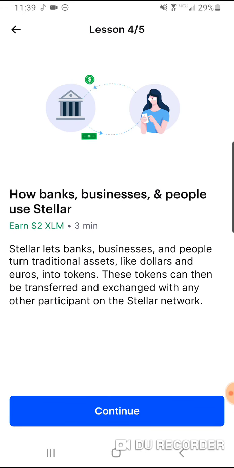Next lesson. For 3 minutes, let's learn how banks, businesses, and people use Stellar. Stellar is a platform that aims to connect banks, businesses, and people far more efficiently than today's financial infrastructure. Let's take a bank, a business, and a person and show you how this works.